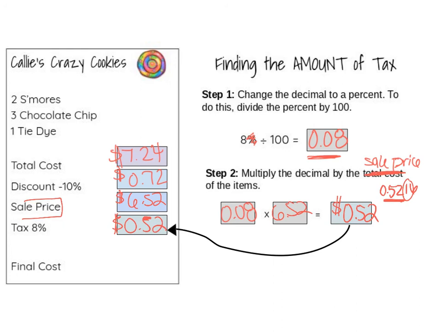So the tax is 8%. You're paying 52 cents in tax. This is the amount of tax. A lot of you guys misunderstood that last week, which is why I wanted to continue to go over this. You're not paying 1.06 or 1.08, whatever you guys came up with last week. You have to find the percent of the sale price. So 52 cents is how much you're paying in tax.